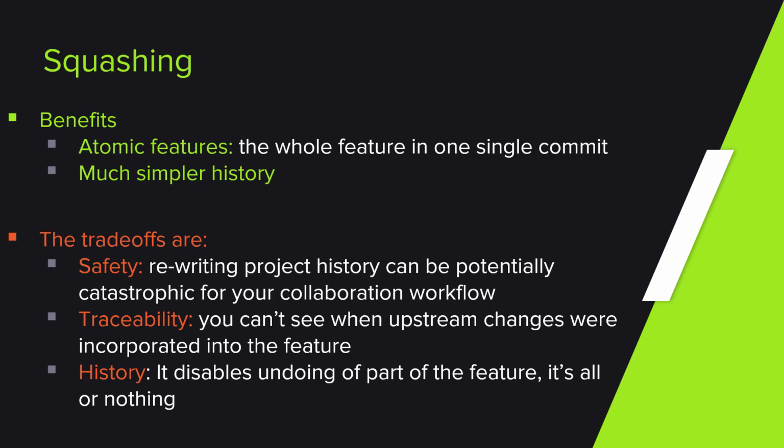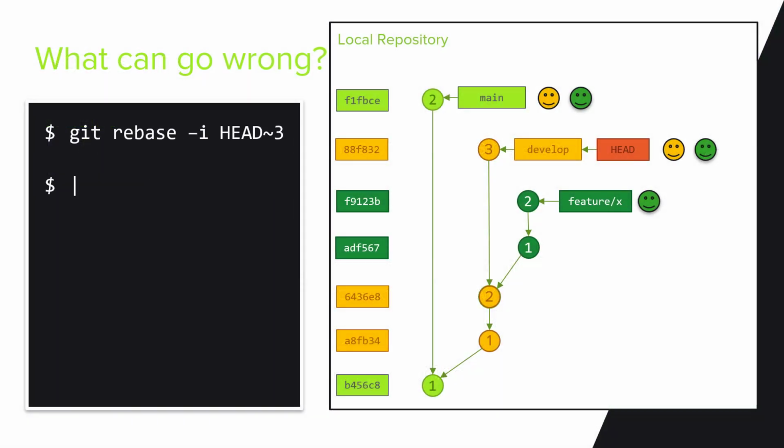The dark side of this is that we are in fact rewriting our project's history, and the pitfalls discussed in last episode still apply. We also lose traceability of the moments when certain changes were incorporated into our feature. And last but not least, we won't be able to undo only one change that we did during the development of the feature. Undoing will be all or nothing. But what could go wrong?